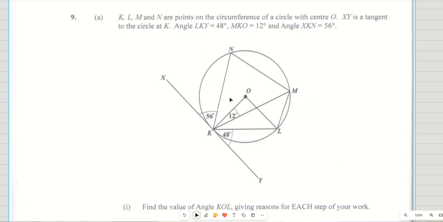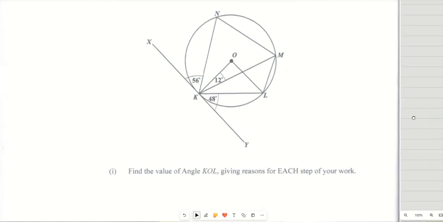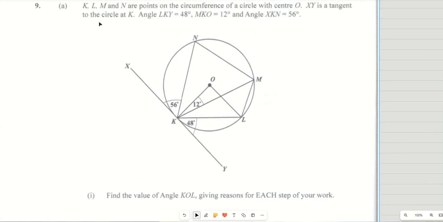Angle LKY, let's look at it. We're looking for L, K, Y, so we're going from here to here is 48. MKO, look for M, K, O, that is this area right here. Angle MKO is 12, and angle XKN is 56. Alright? Now, from this image, before we even move on to a question, let's see what we could figure out.